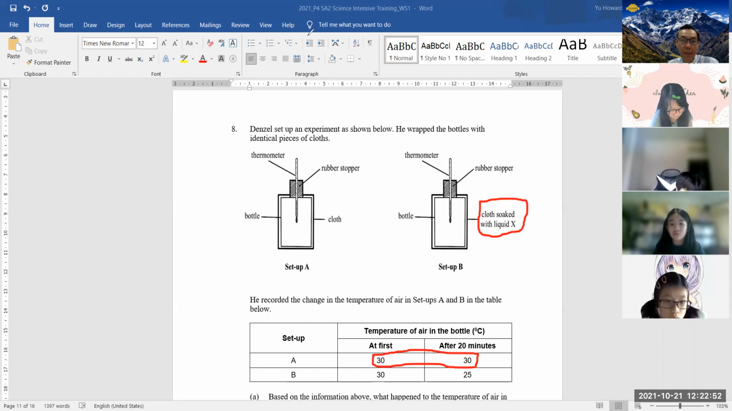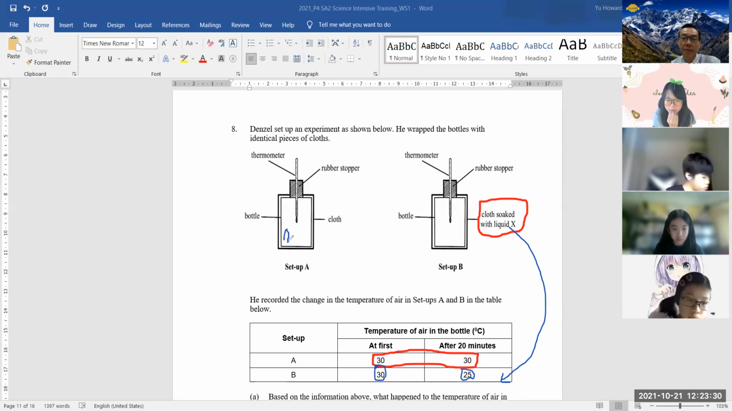Next, you notice that after 20 minutes, the first one still remains the same, 30, but the second one dropped by 5 degrees. That's when this liquid X does something to cause the drop in temperature. So what do you think this liquid X does? It slows down the speed of heat. No, you see, the temperature they're measuring is the temperature of air inside, right? So maybe you can write air here.